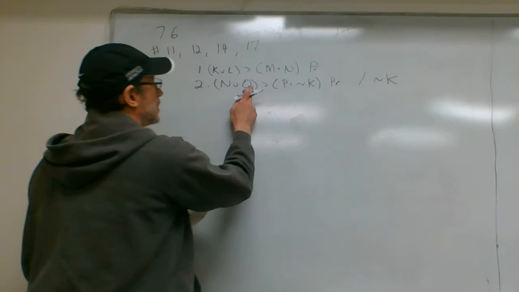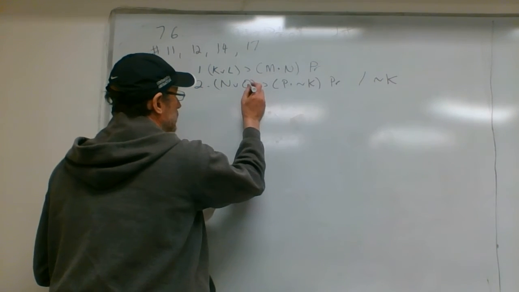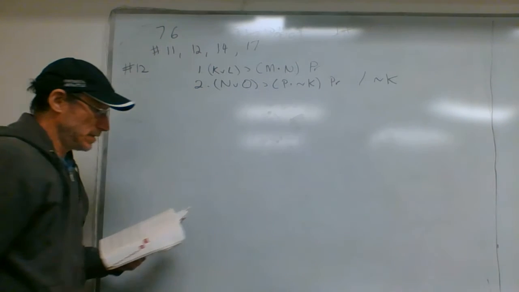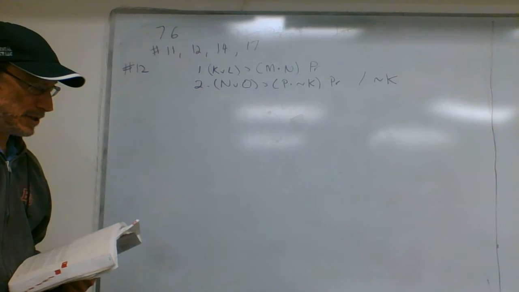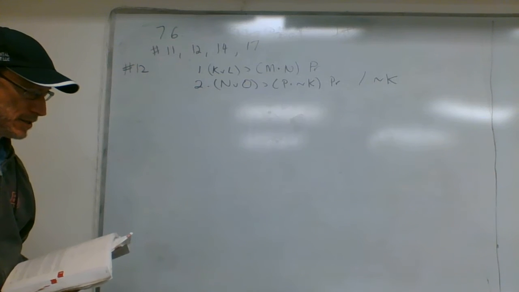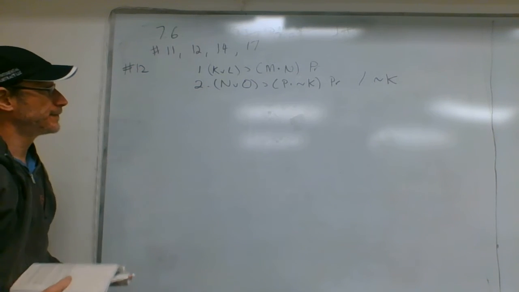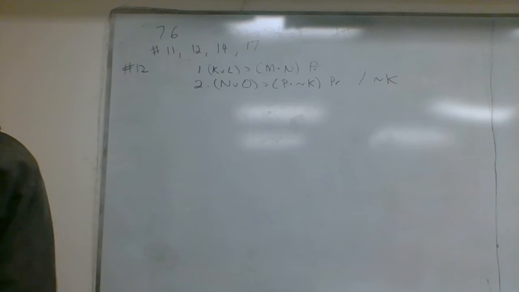That looks like it's N wedge O. Sorry about that. This is N wedge O, horseshoe P and not K. Okay. So what should we do with this?